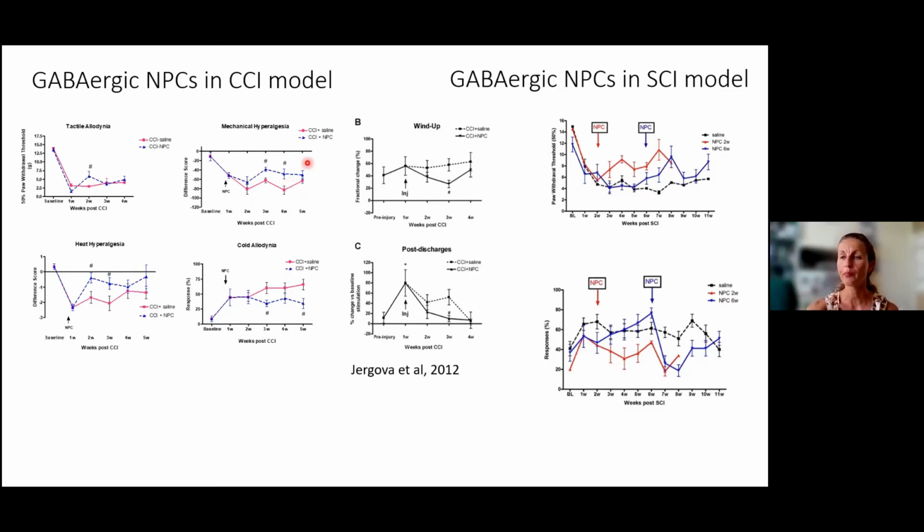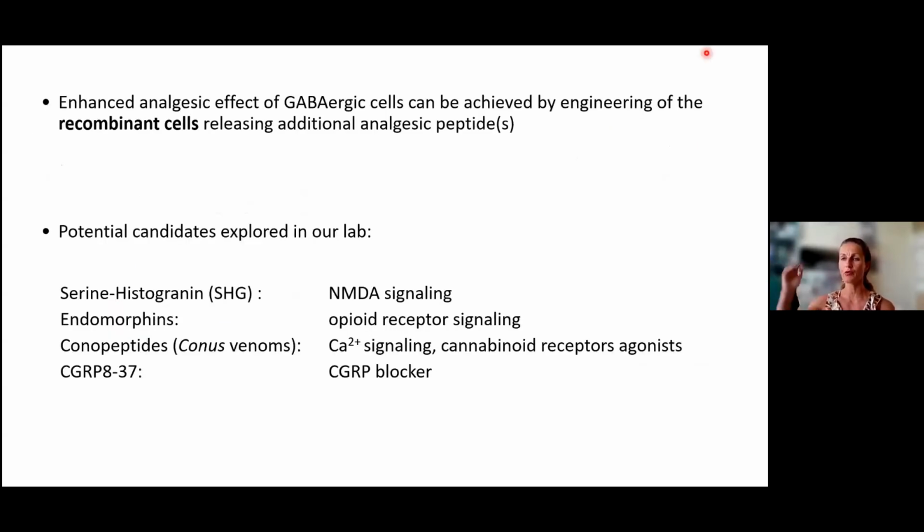So to approach this issue and to preserve the beneficial effect of the GABAergic cells for a longer time, one of the approaches is to engineer recombinant GABAergic cells that will release an additional analgesic peptide. There are several peptides that are used for that kind of research in our lab. I just put the list of some of them here. We are working with serine histogranin, a peptide that is targeting the NMDA receptors, the glutamatergic signaling in the spinal cord. We are using endomorphins; the endomorphins target the opioid receptor signaling.